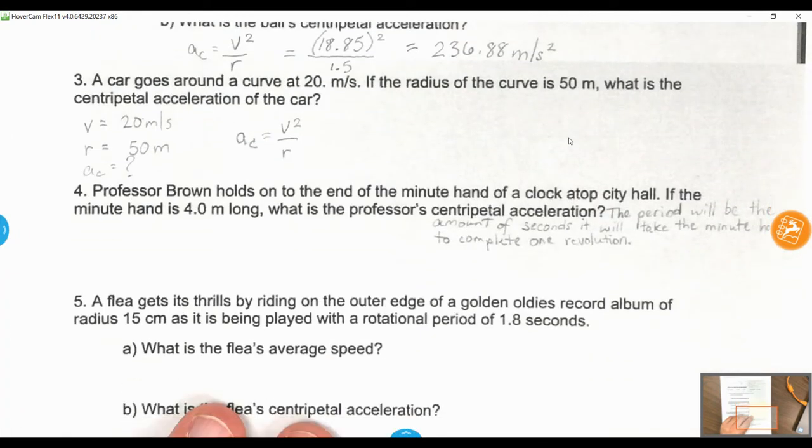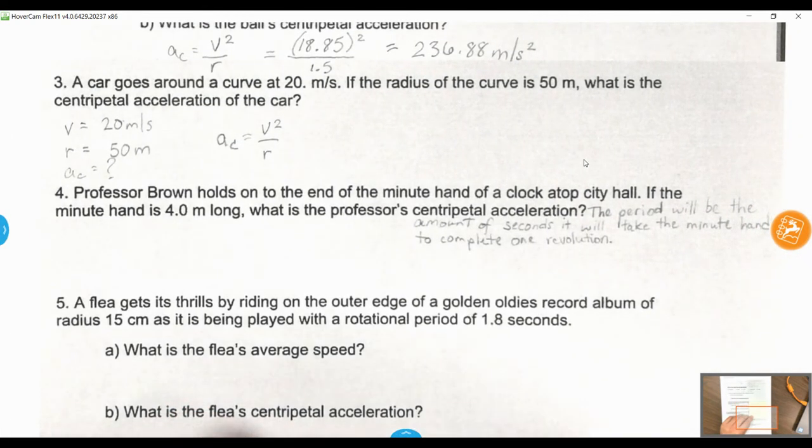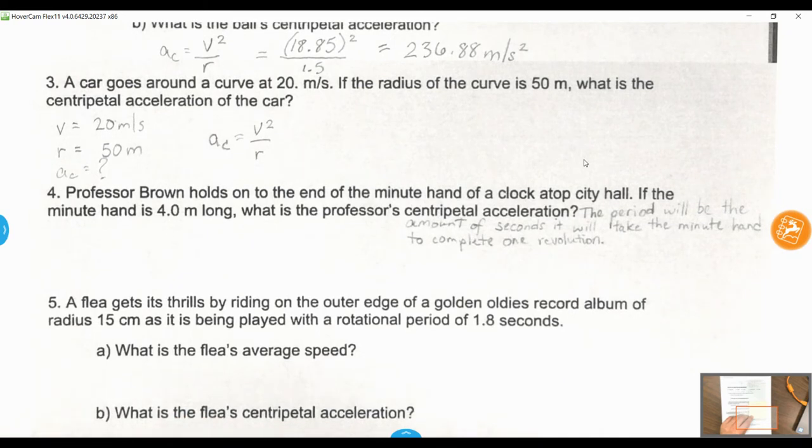All right, so I'm going to let you guys complete number 3 on your own. Very, very simple. The next one.